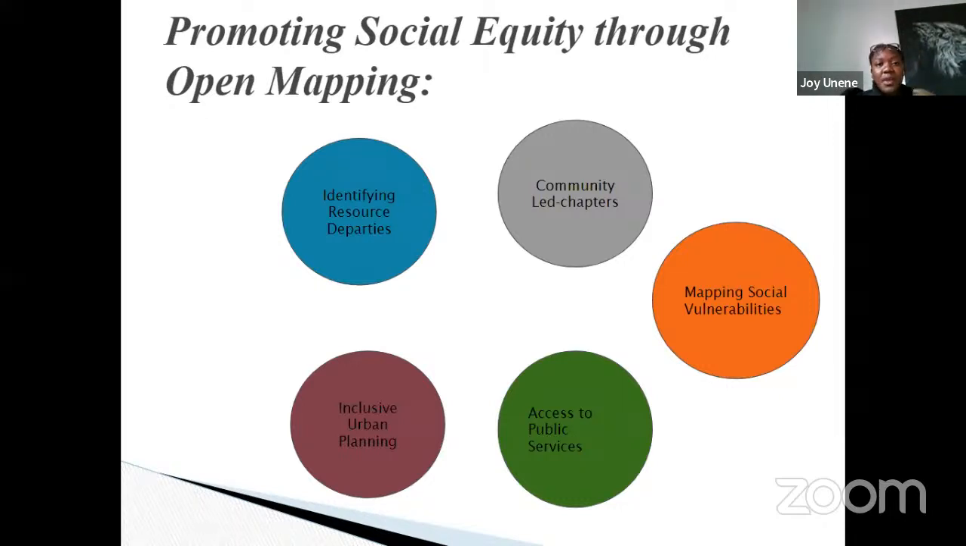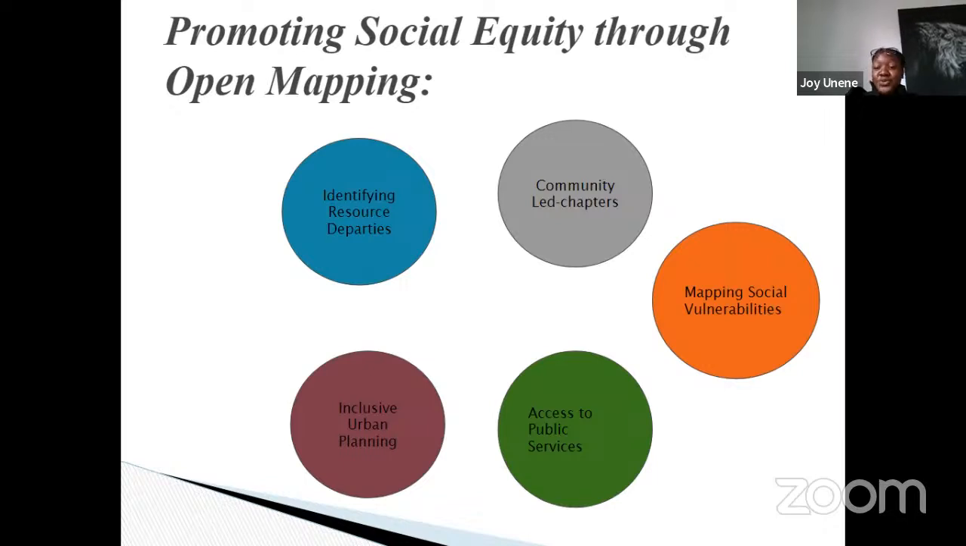Here we're going to talk about the promotion of mapping, and we look at identifying resource parties, community-led chapters, mapping social vulnerabilities, access to public services, and inclusive urban planning. Community-led chapters basically talks about establishing chapters such as the YouthMappers, and if these chapters can take time to educate and train people on mapping and how it will help develop our countries and our nation as a whole, it easily helps to promote mapping.